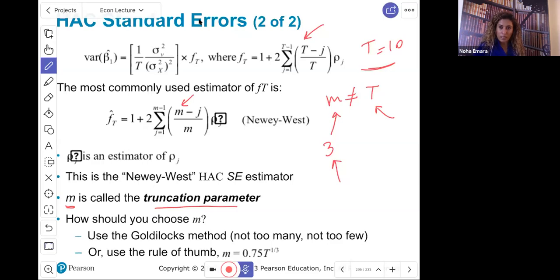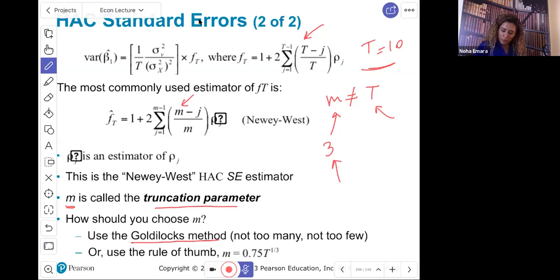To determine how many years I want to stop at, there are two ways. One way is called the Goldilocks method. The Goldilocks method is, there is no rule, just not too many and not too few. So there is no threshold, there is no computation about when to stop. I don't like to use the Goldilocks method because it's more subjective about too many and too few. And also it depends on the data frequency. So if I have monthly data versus yearly data versus weekly data versus daily data, not too few and not too many might be subjective.